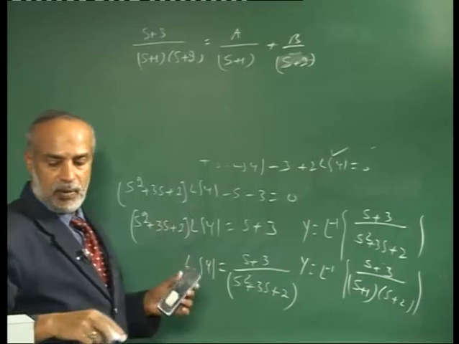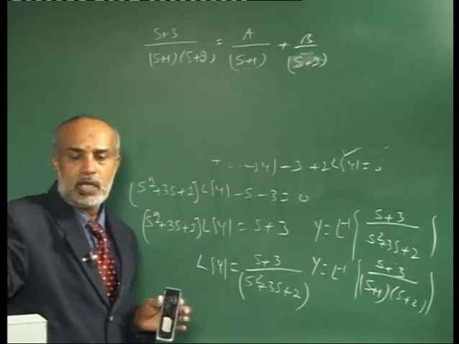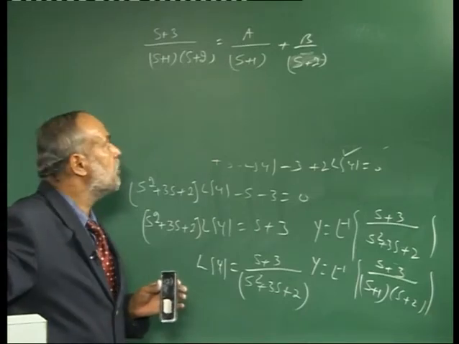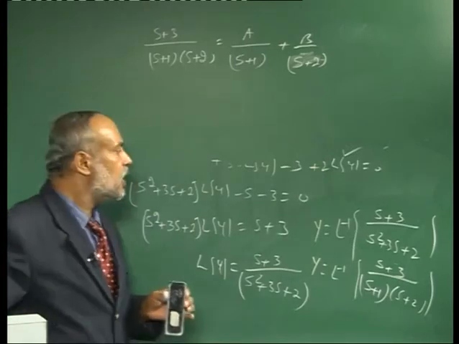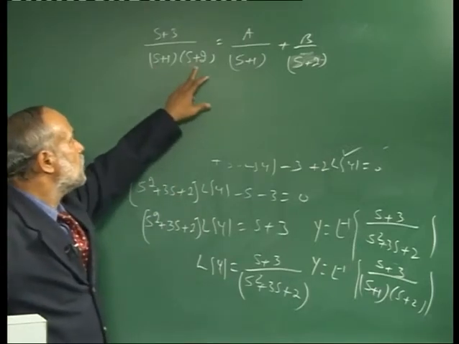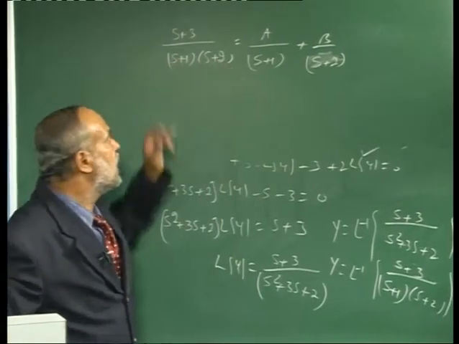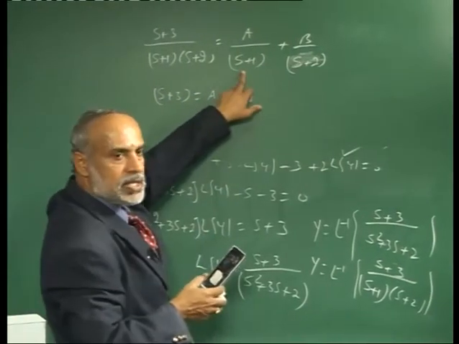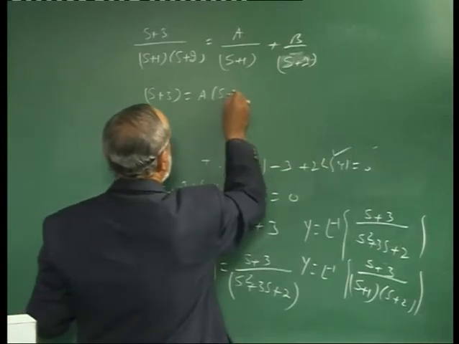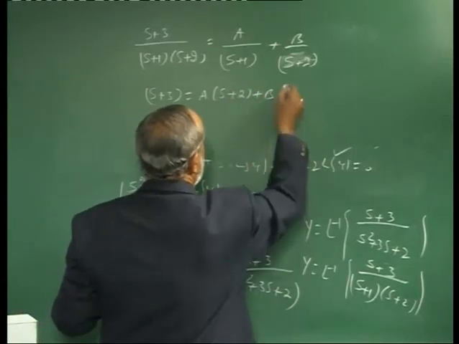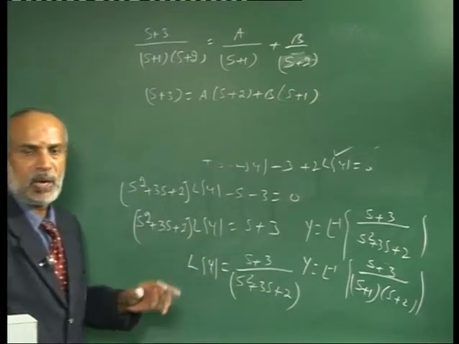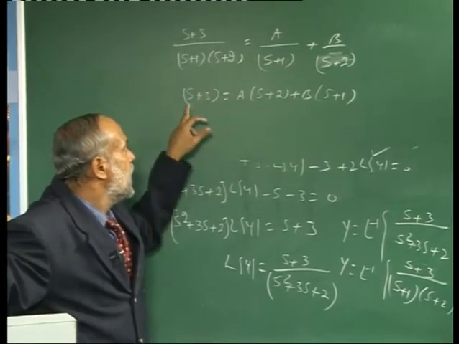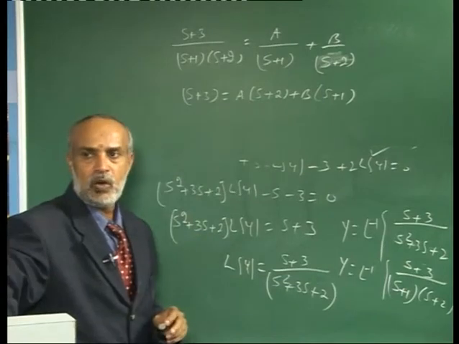Now s plus 3 divided by s plus 1 into s plus 2 can be written as A divided by s plus 1 plus B divided by s plus 2. Multiplying throughout the equation by s plus 1 into s plus 2, on the LHS s plus 1 and s plus 2 will get cancelled, remaining is s plus 3. This is equal to A into, on the RHS s plus 1 will get cancelled, remaining s plus 2, plus B into s plus 1. So s plus 3 is equal to A into s plus 2 plus B into s plus 1.